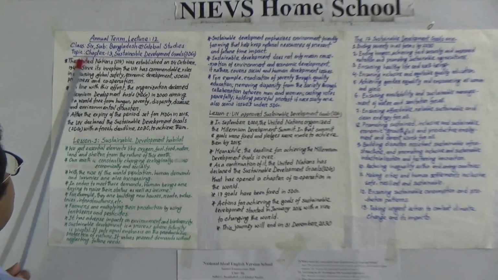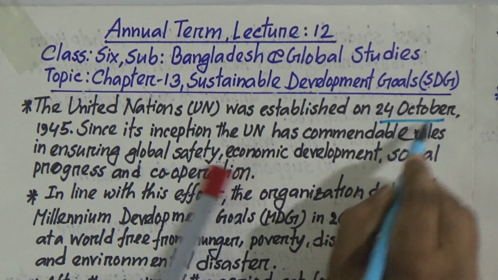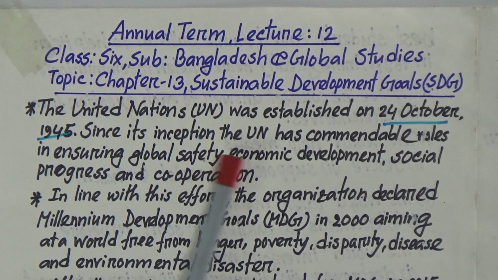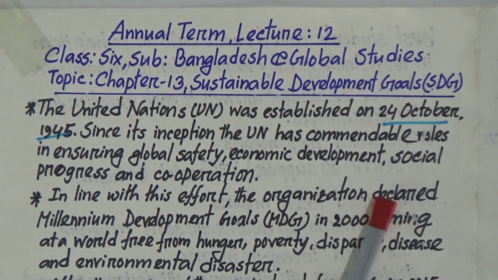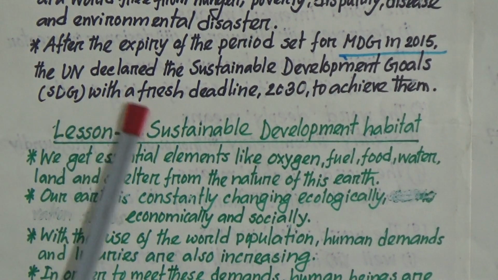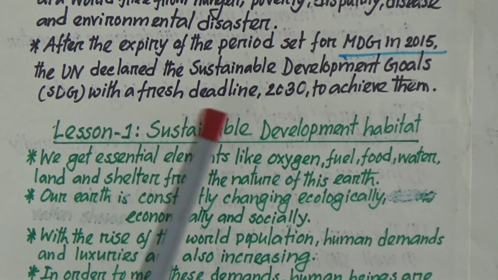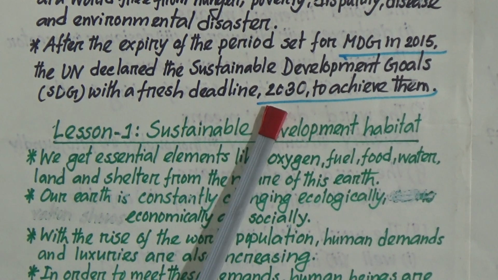So our today's lecture is chapter 13, Sustainable Development Goals, SDG. The United Nations UN was established on 24 October 1945. Since its inception, the UN has commendable roles in ensuring global safety, economic development, social progress, and cooperation. In line with this effort, the organization declared Millennium Development Goals (MDG) in 2000, aiming at a world free from hunger, poverty, disparity, disease, and environmental disaster. After the expiry of the period set for MDG in 2015, the UN declared the Sustainable Development Goals (SDG) with a fresh deadline 2030 to achieve them. So, Sustainable Development Goals will be finished in 2030.